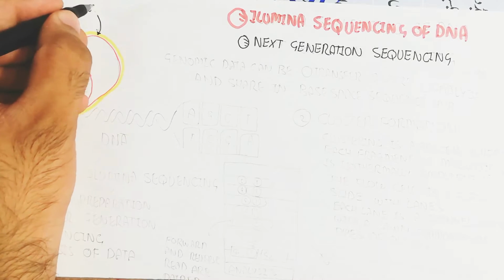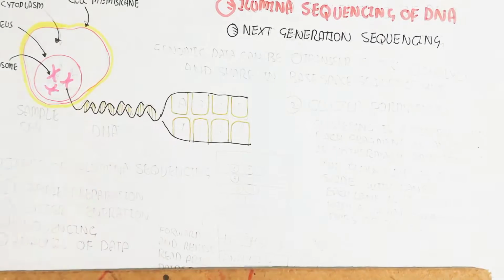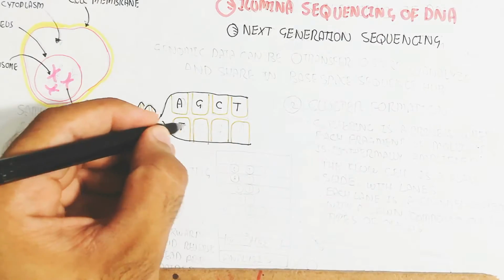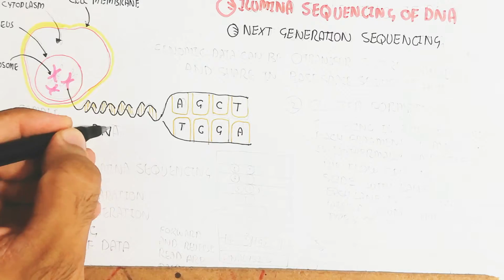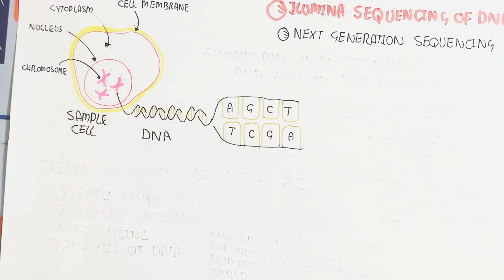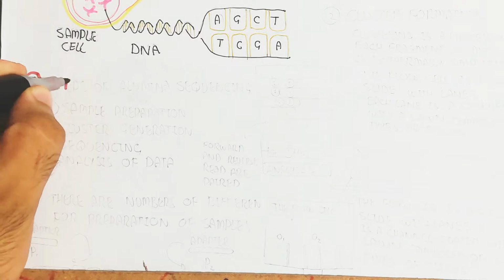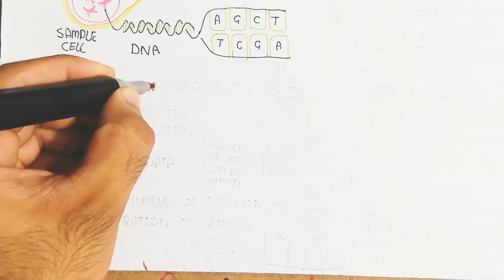So this is the cell. Let's begin to understand the sample cell. This sample cell contains nucleus, cytoplasm, cell membrane, and chromosome. Chromosome contains DNA, and DNA is made up of adenine, thymine, guanine, and cytosine nitrogenous bases, in which adenine always binds with thymine, antiparallel 5' to 3' and 3' to 5'.